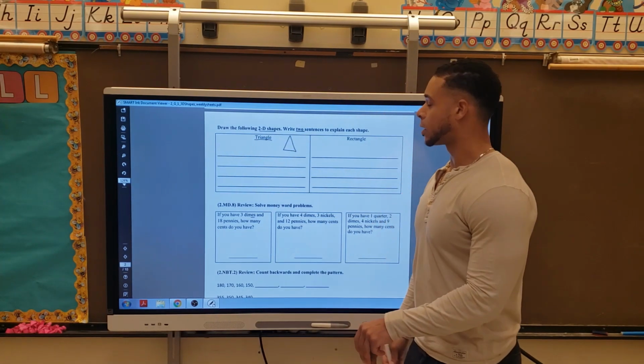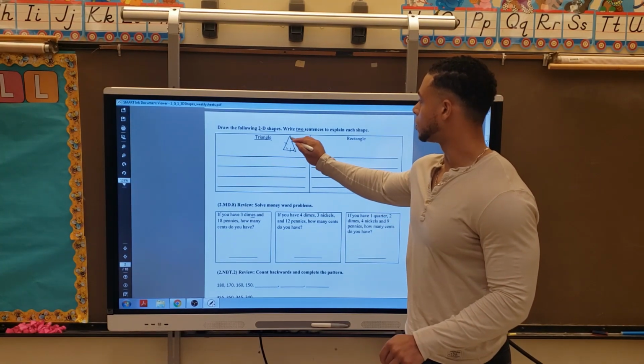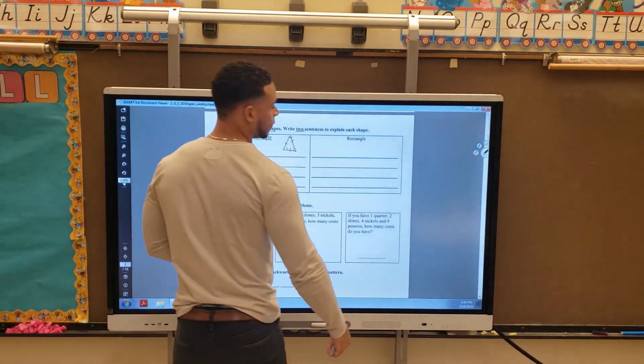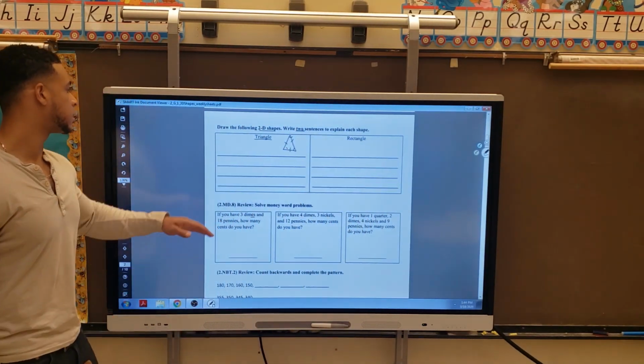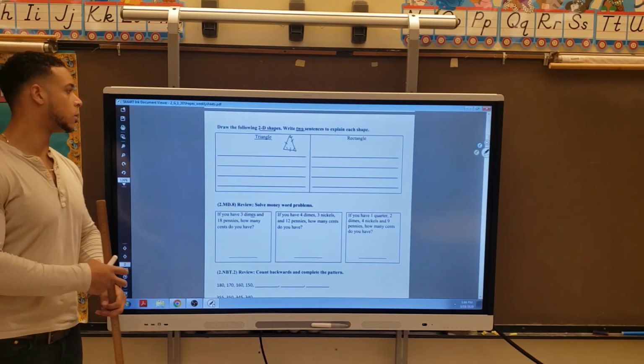Everybody should know what a triangle looks like. Triangle, 3 sides, 1, 2, 3. 3 angles, 1, 2, 3. All right, now this is important for when you get on to your end of year testing. You need to be able to describe these shapes, the attributes of them, using your own words.